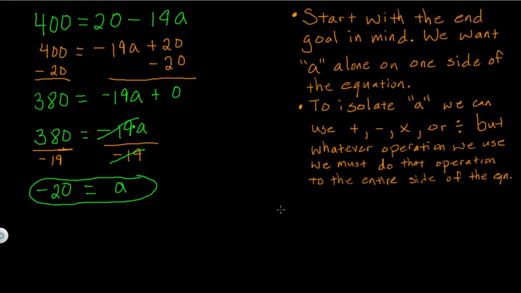All right. So this same problem, I've solved it this way, vertically. We started by subtracting 20 from both sides. So we just used the commutative property to rearrange these terms. And after I subtracted 20 from both sides, I had negative 19a is equal to 380. Divide both sides by negative 19, and we get that a is equal to negative 20.